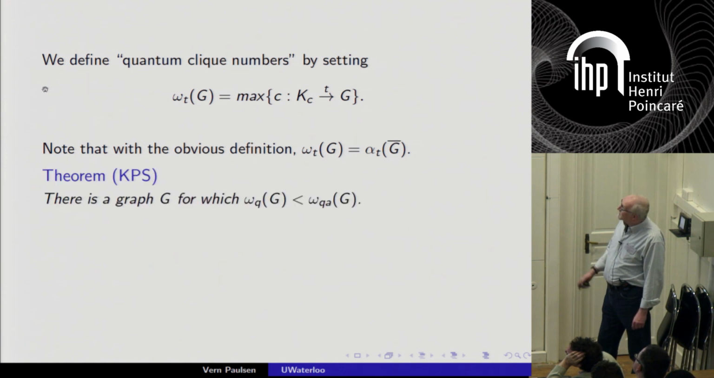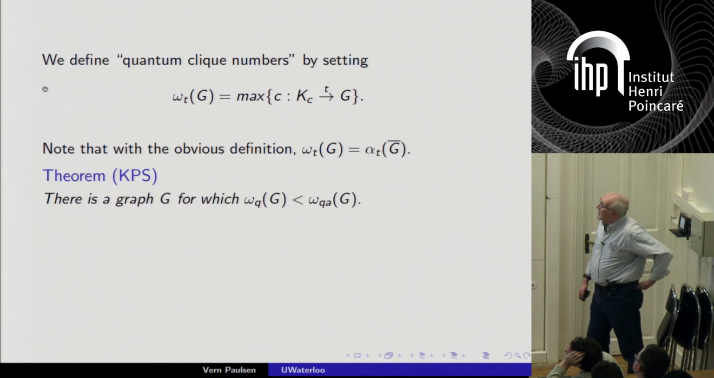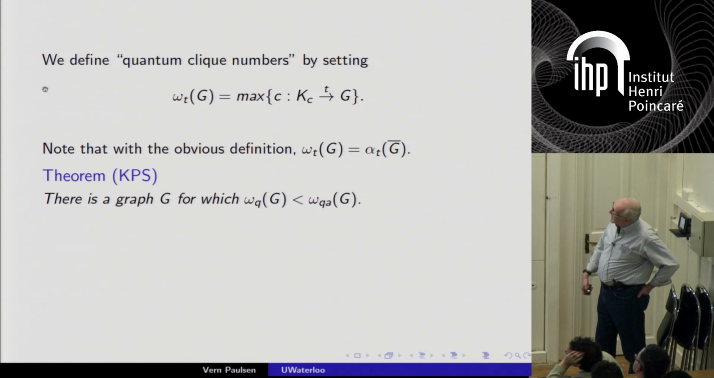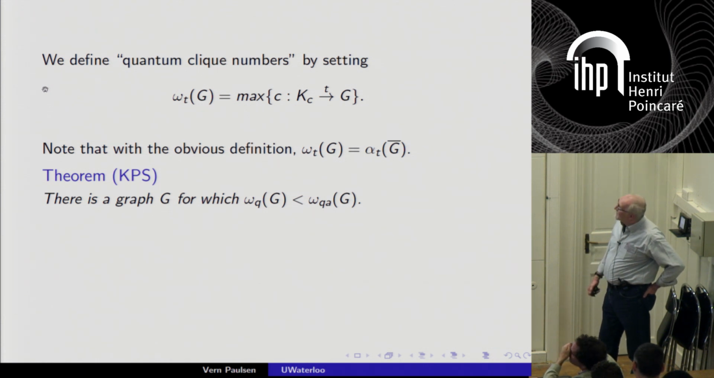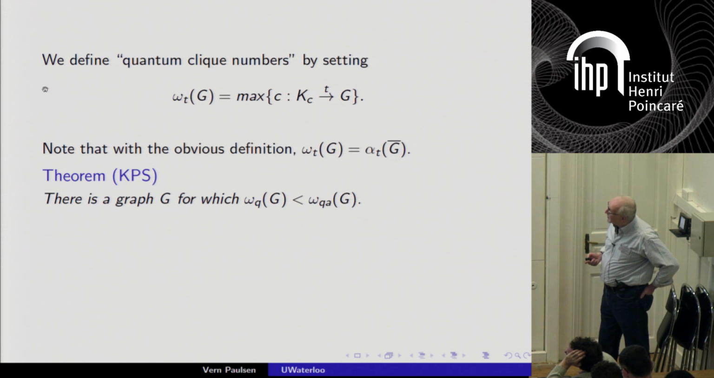And so what we've been able to show is that there exists a graph for which the quantum clique number is smaller than the quantum approximate (QA) clique number. It's a graph on about 100 vertices, coming again from Slofstra's construction.